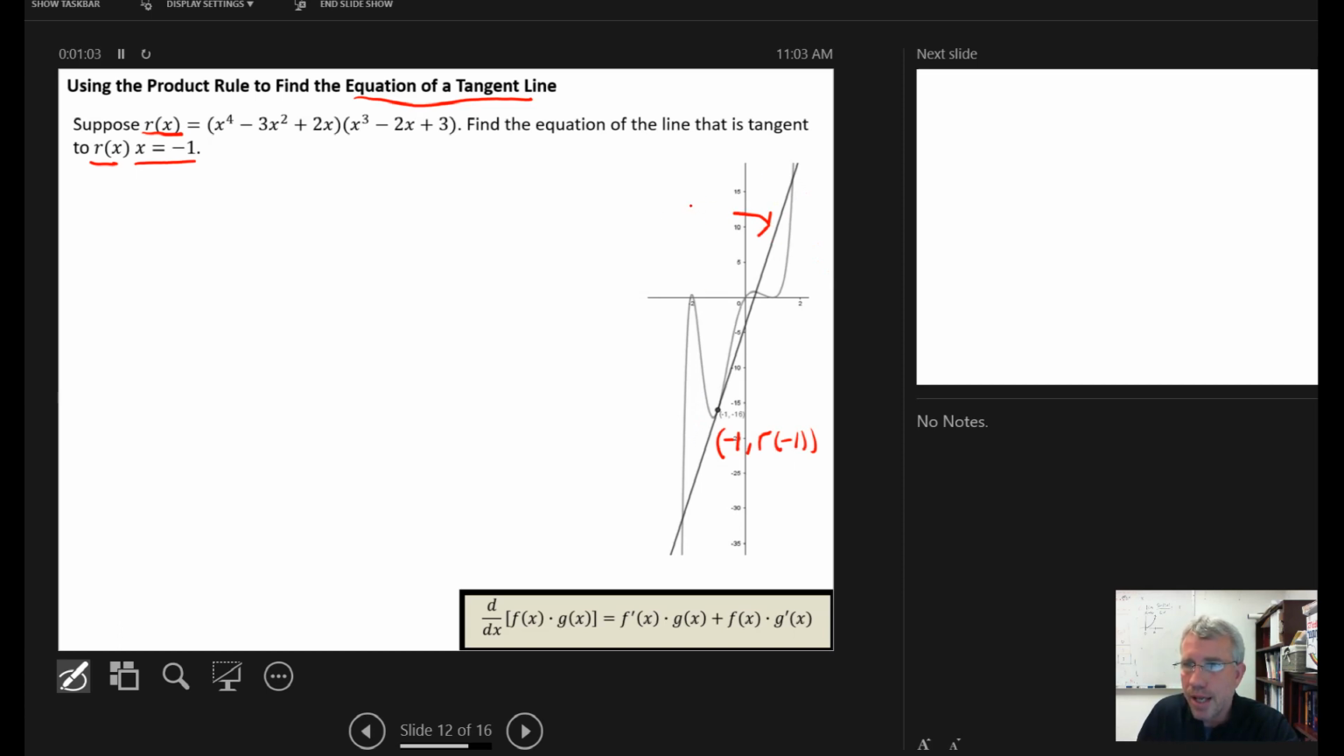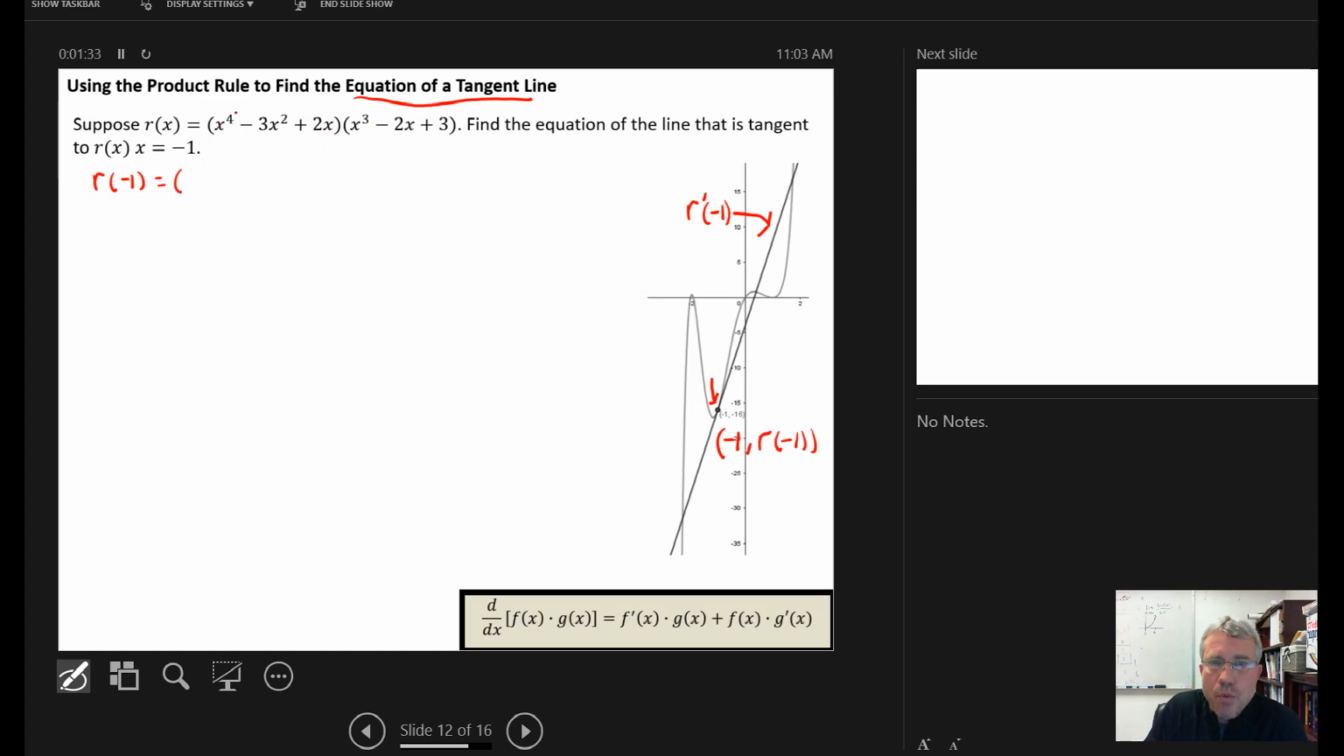And the slope of that tangent line is just going to be r prime evaluated at -1. So we need to know a point on the line and the slope of the line to find the equation of a tangent line. So in this case, my first step would be to find the point on r of x that corresponds to x equaling -1. So I would want to calculate r of -1, which simply means dump the -1 in to r of x everywhere we see an x.